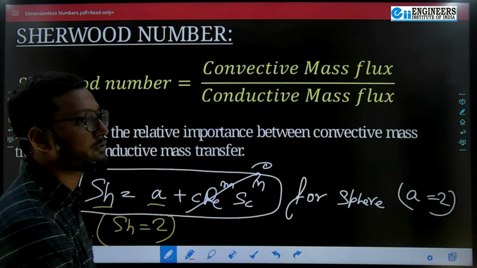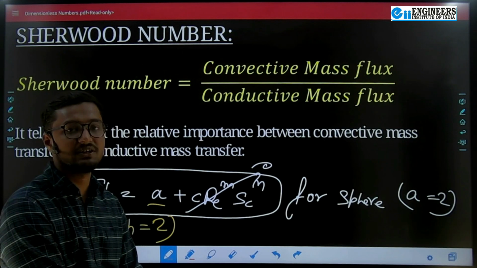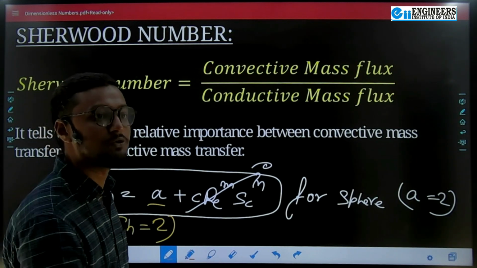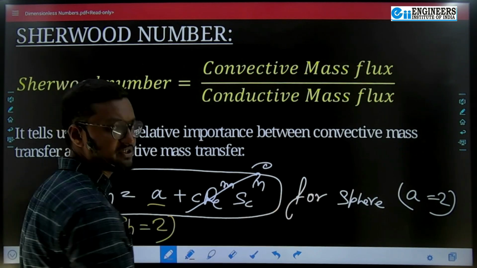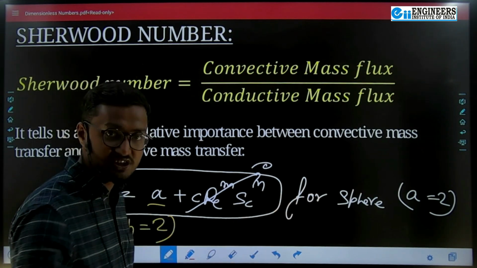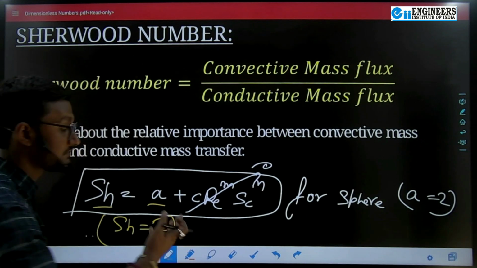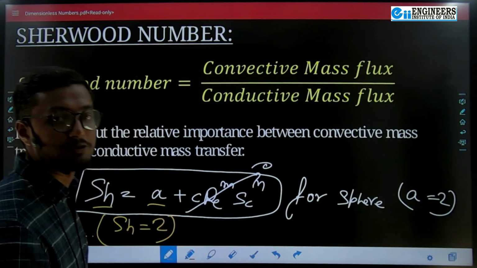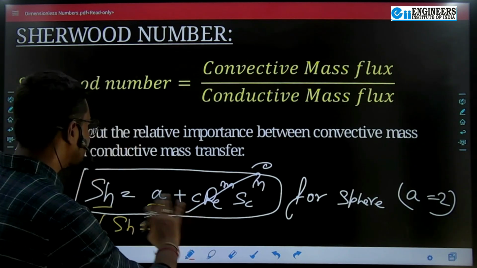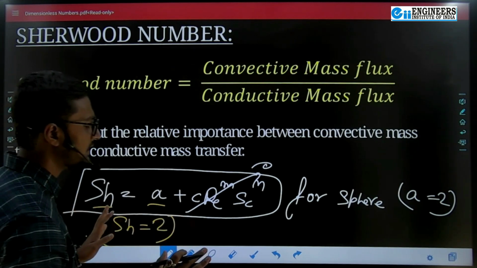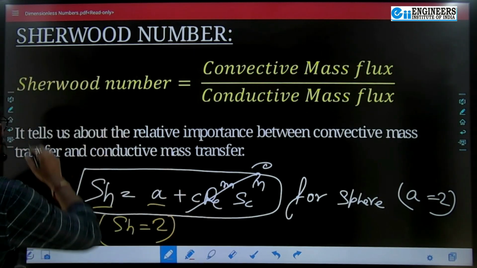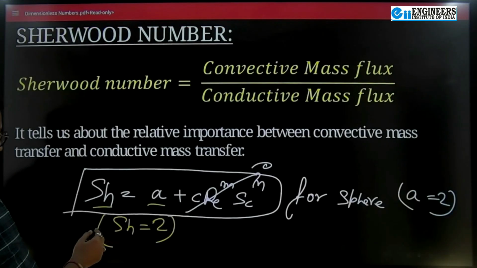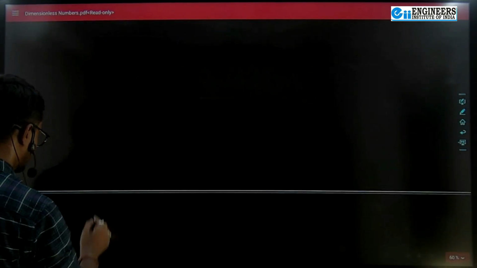So from there, maybe we know the diffusivity and the characteristic length. The characteristic length of the sphere will be its diameter, so we can calculate the mass transfer coefficient. Once we get the mass transfer coefficient, we can calculate the flux. So like this everything is related, and the Sherwood number helps us in calculating the mass transfer coefficients. Okay, let us move forward and look into the next topic.